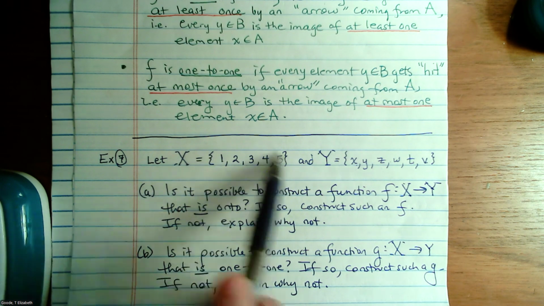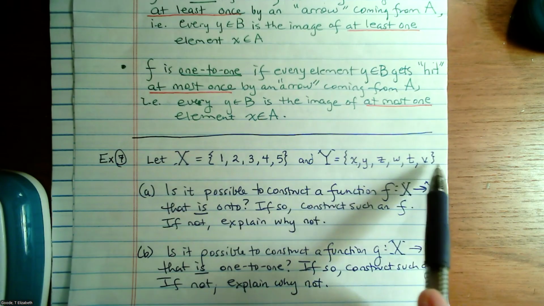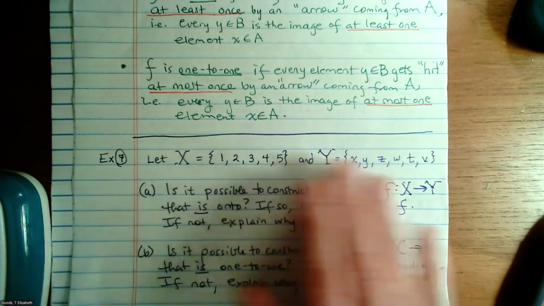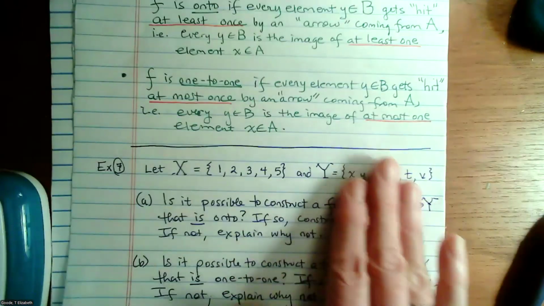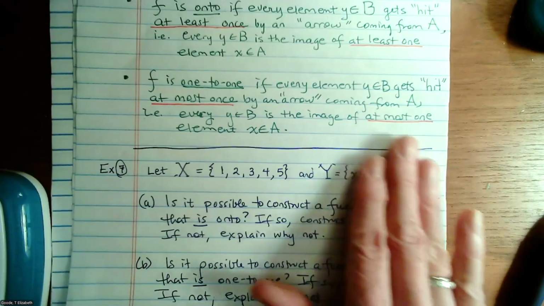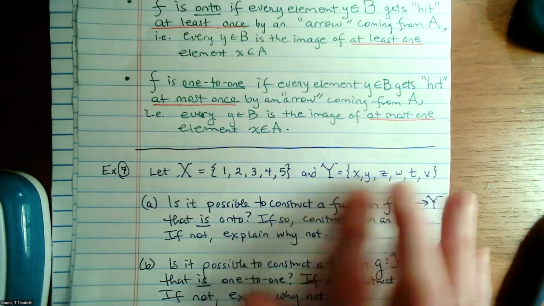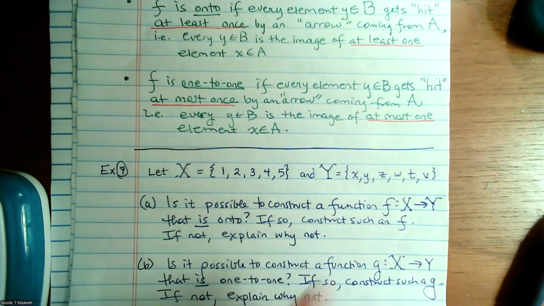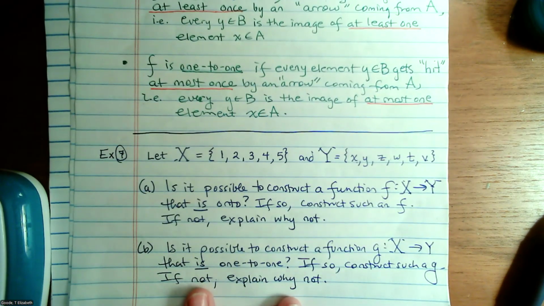So there are going to be 5 arrows coming out of X. That's not enough arrows to cover up Y. So there's no way that a function from this X to this Y could be onto, because onto Y means Y gets covered up like wall-to-wall carpet onto the floor. It would have to get covered with arrows. But there's 6 elements over here in Y. See what I mean? So there's not enough elements in X to do that job. Any questions?